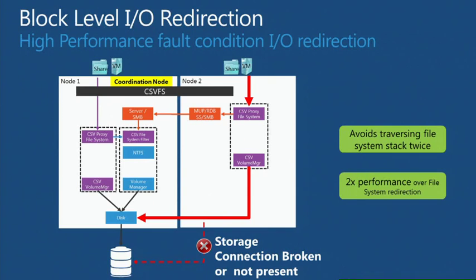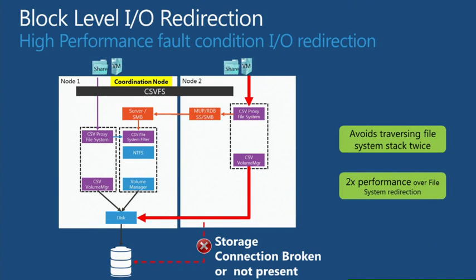So here's the piece I was kind of insinuating to in our first block level diagram. What would happen in 2008 R2 was that we would first traverse the stack on a non-coordinator node. And if we didn't have access to a storage connection, or we were running in an asymmetric configuration, we would go redirect our I/O over SMB to the coordinator node, and then we'd have to traverse the NTFS stack again.